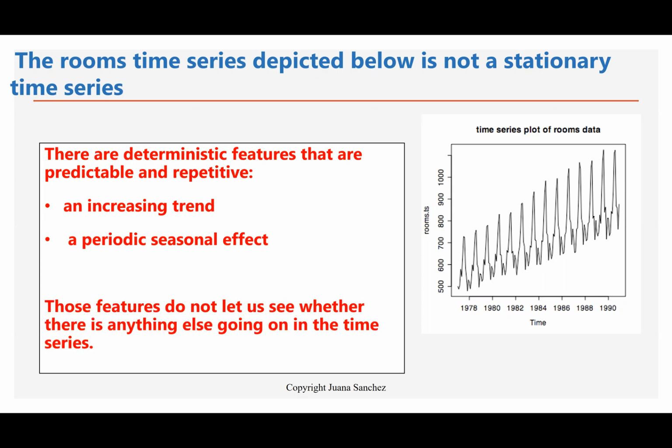Those features do not let us see what's behind them. They're so prominent, so repetitive, so deterministic that maybe there is some other phenomenon or signal going on underneath that we cannot see, if it is still there. So we need the theory of stationary stochastic processes. We have been trying to get to the random terms for a reason, because the random term is what you see underneath those deterministic components. And we want to understand it, we want to model it.